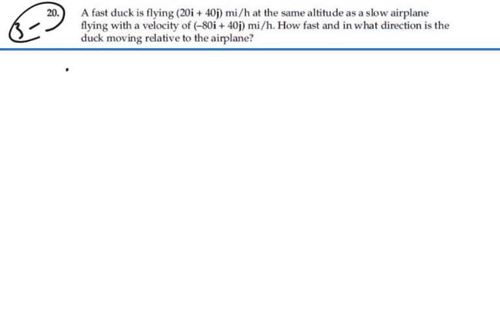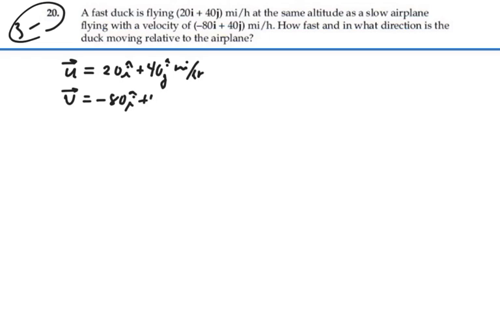So we have an event, which is the duck flying, and that event is 20 I plus 40 J miles per hour. And we have a relative velocity between our two frames of reference, which is the velocity of the airplane, negative 80 I plus 40 J miles per hour.